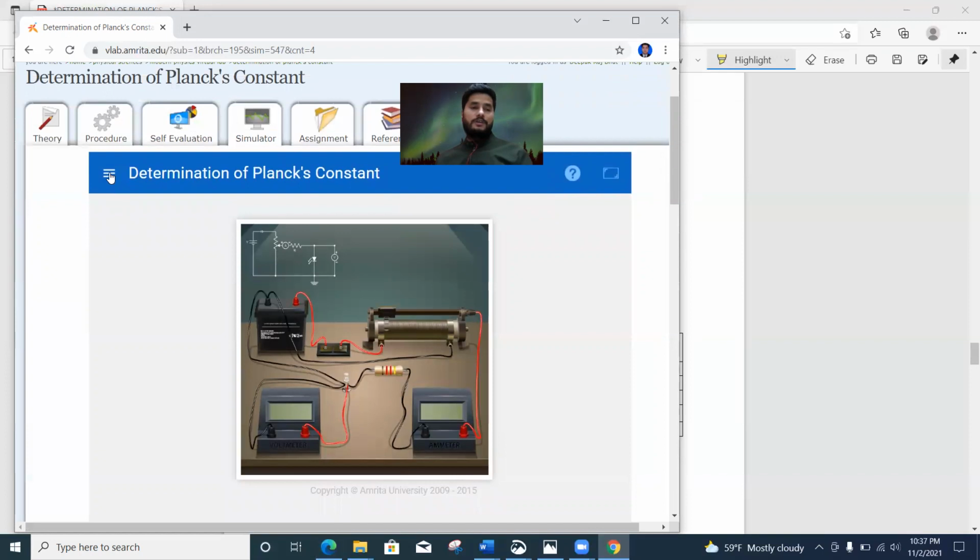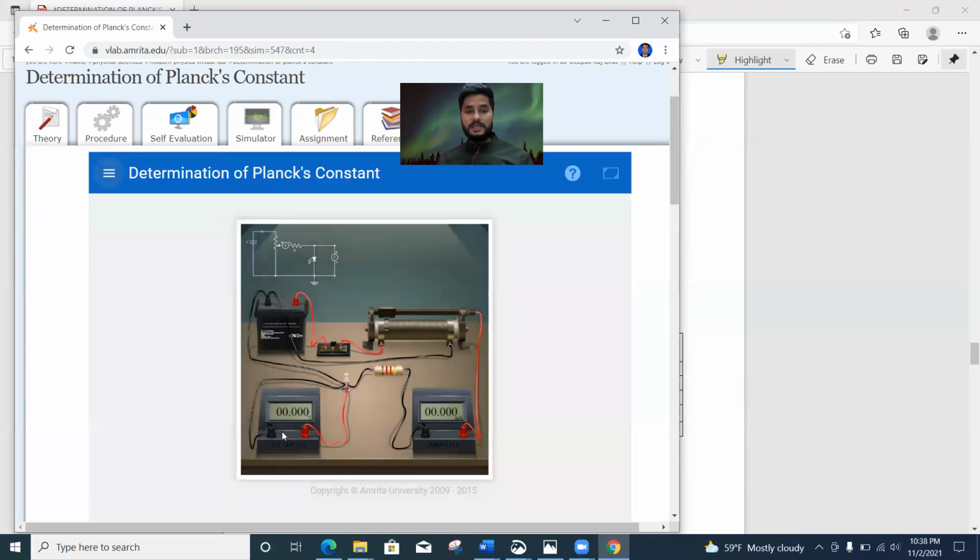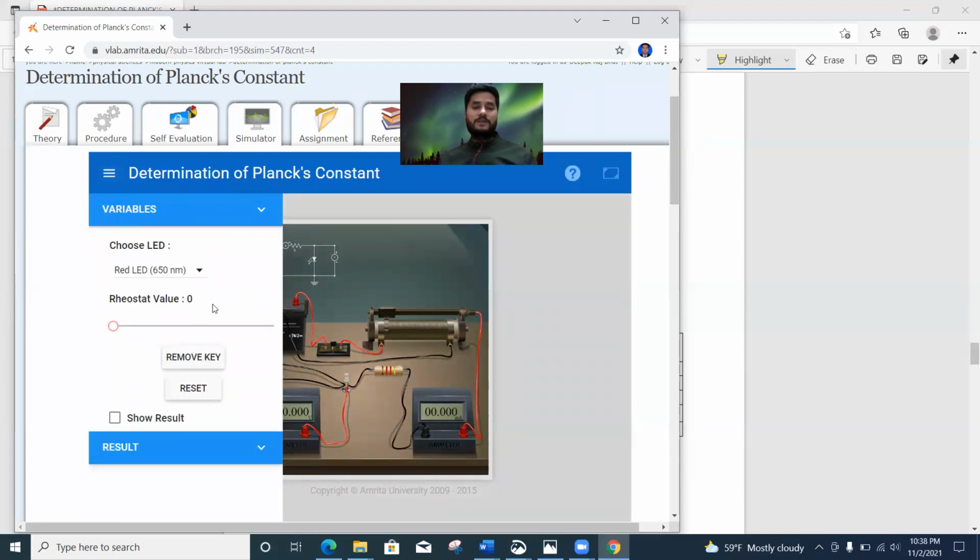Now we click here, and we are given different variables. I'm going to choose the LED bulb first: the red LED, which has a 650 nanometer wavelength. First, we click here to insert the key, because the circuit is complete and ready for taking different readings.